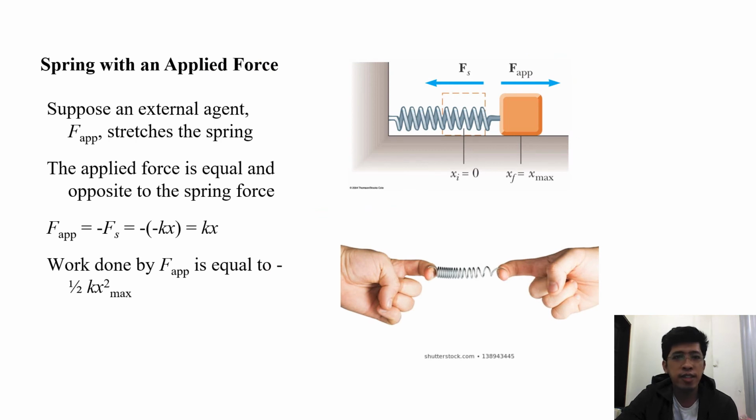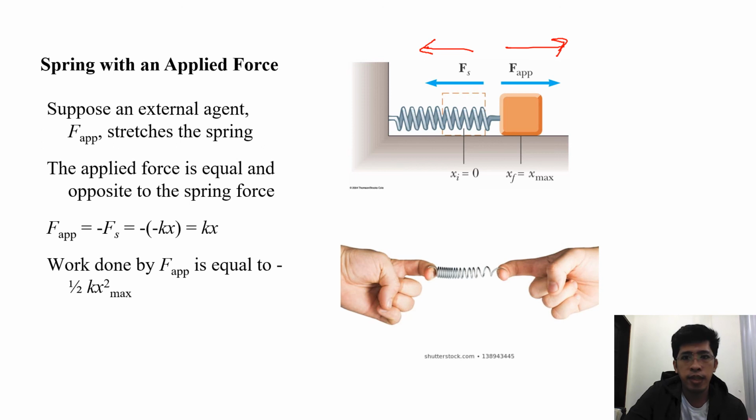Now we also have what we call your spring with an applied force. This is when you're going to apply some force F. Like say, for example, applying a force in compressing your spring and then applying a force in stretching your spring. Suppose an external agent F applied stretches the spring. The applied force is equal and opposite to the spring force. Okay, as you can see, if you're going to apply some force here, F applied to the right, stretching the spring, your spring, again, with its restoring force F_s, applies a force of the same magnitude but in opposite direction.